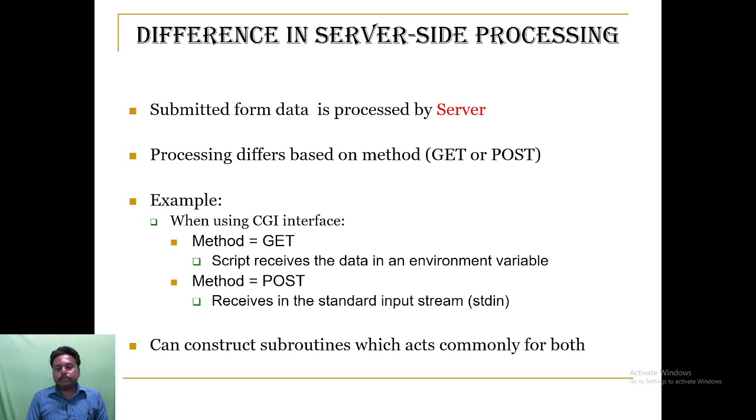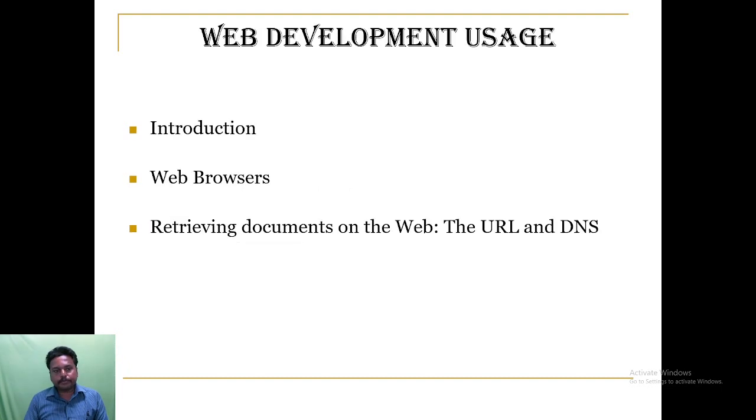Differences in server side processing. Submitted form data is processed by the server. Processing differs based on the method, GET or POST. For example, when using the CGI interface, the method is GET or the method is POST. With GET, the script receives the data in an environment variable; with POST, it receives it in the standard input stream. It can construct subroutines which act commonly for both.